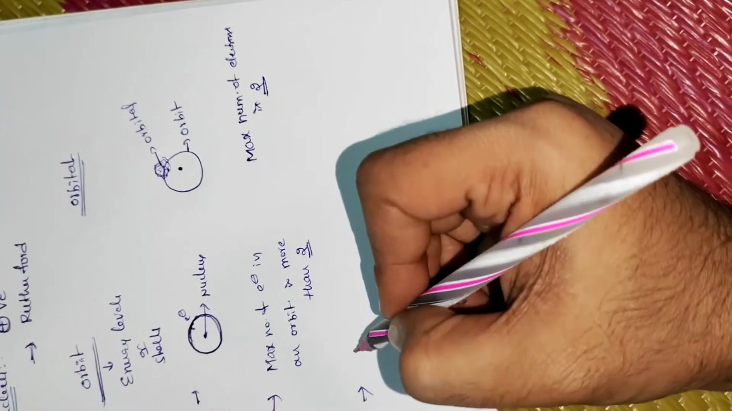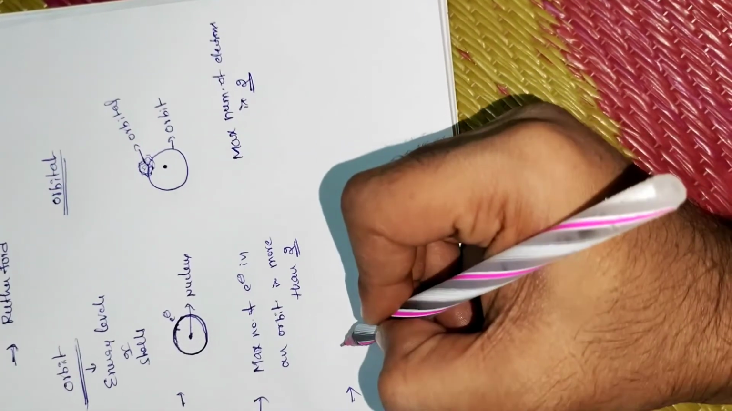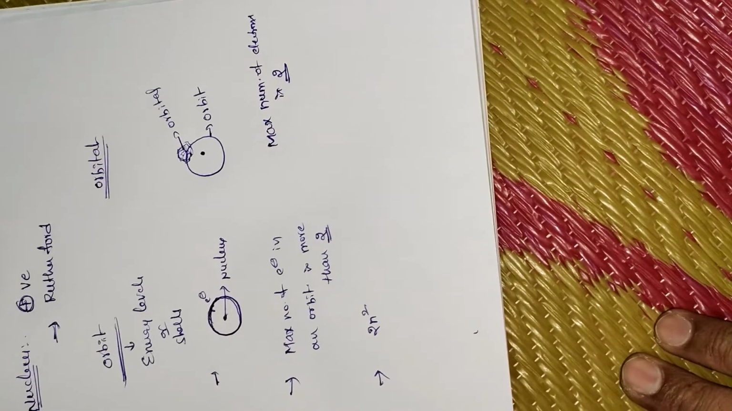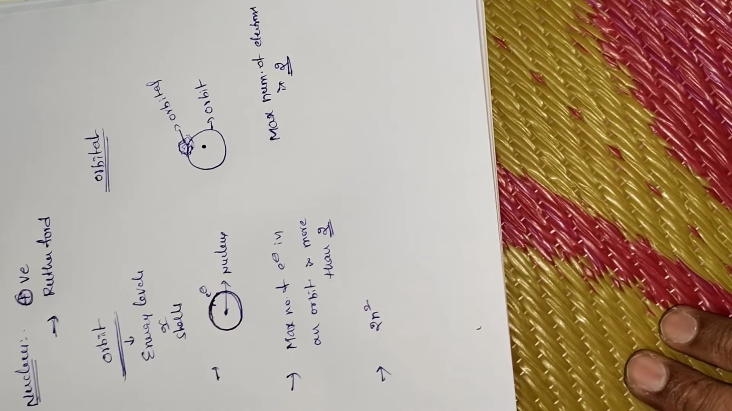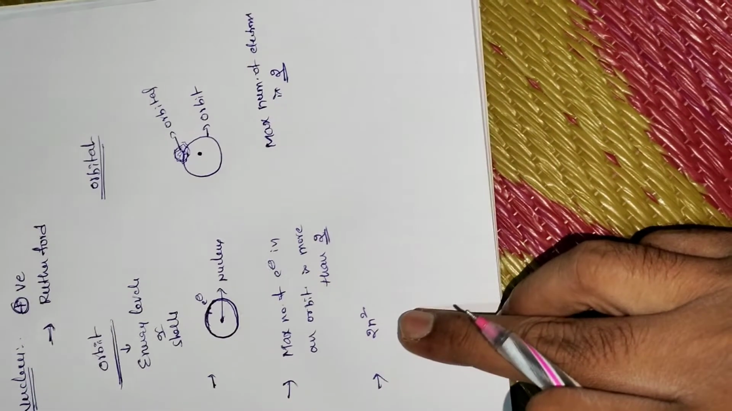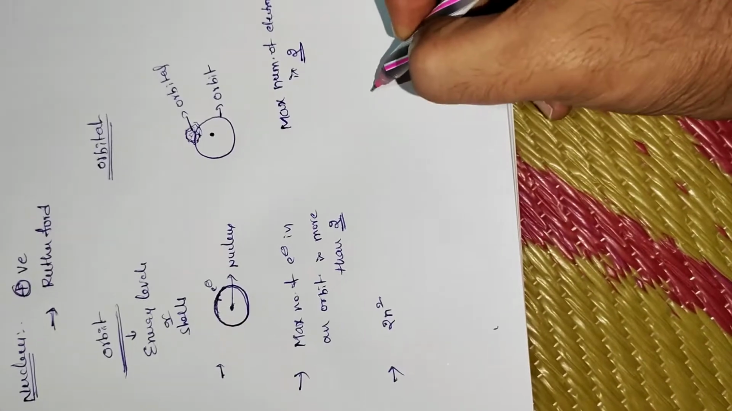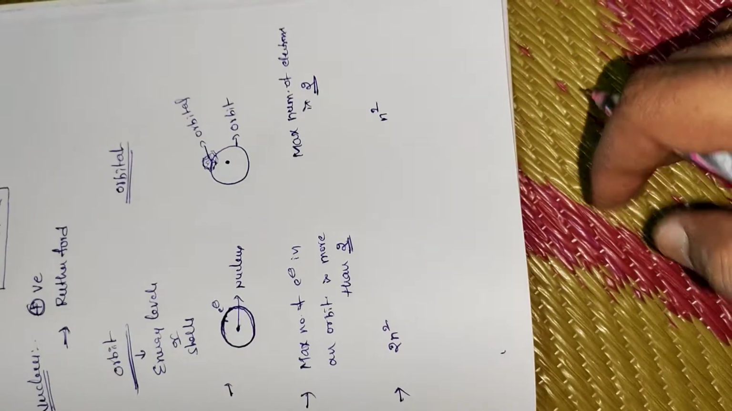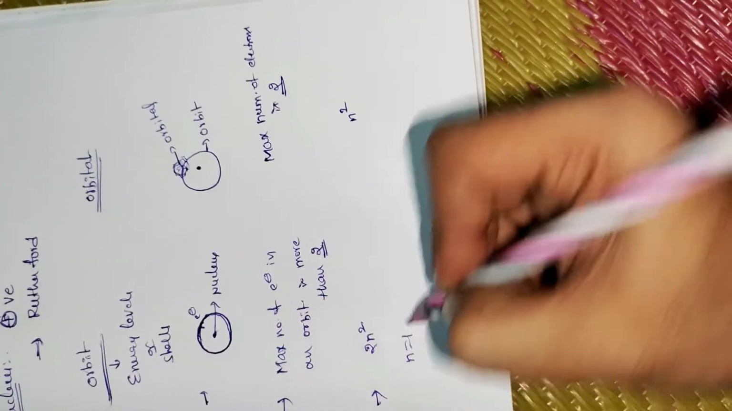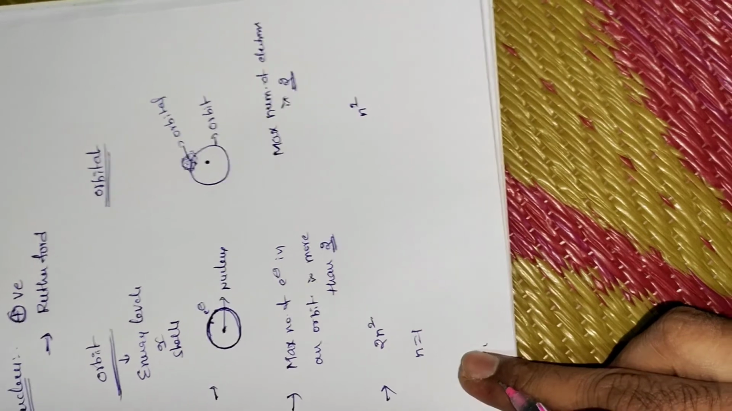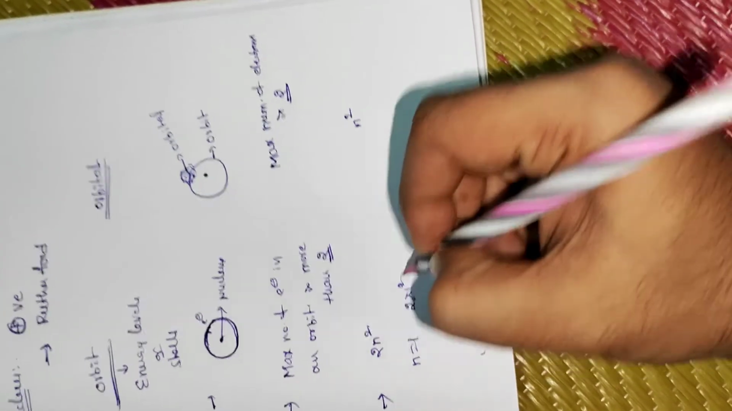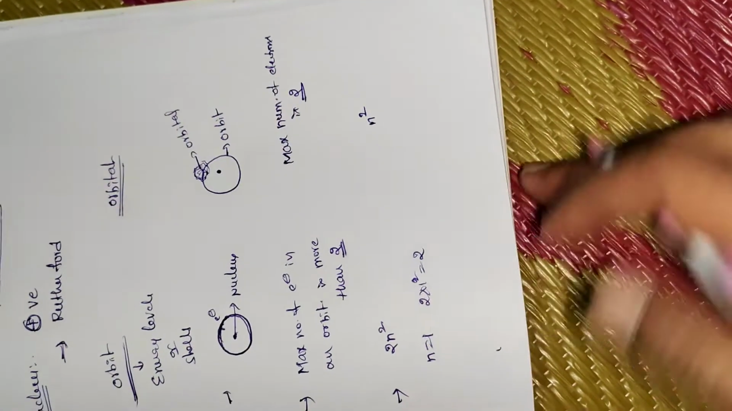How to calculate the number of electrons present in an orbit? The formula is 2n square. How to calculate the number of electrons present in an orbital is n square. For example, n is equal to 1 means the first orbit. How many electrons are present in the first orbit? 2 into 1 square, so 2 electrons.